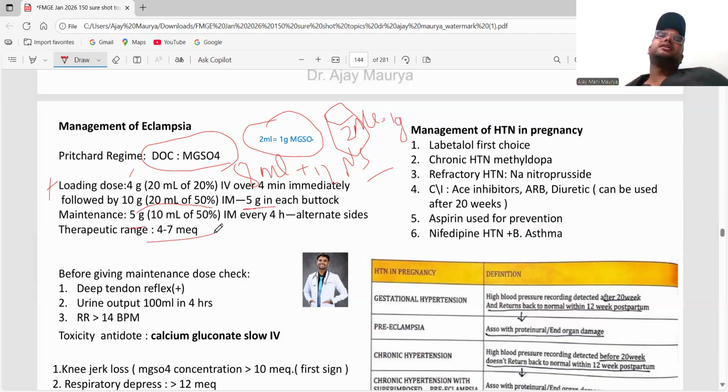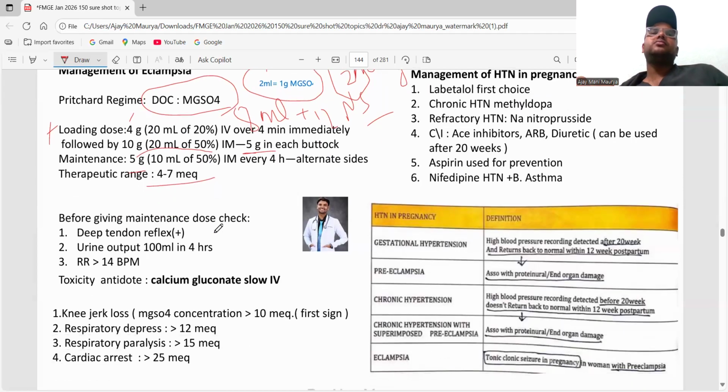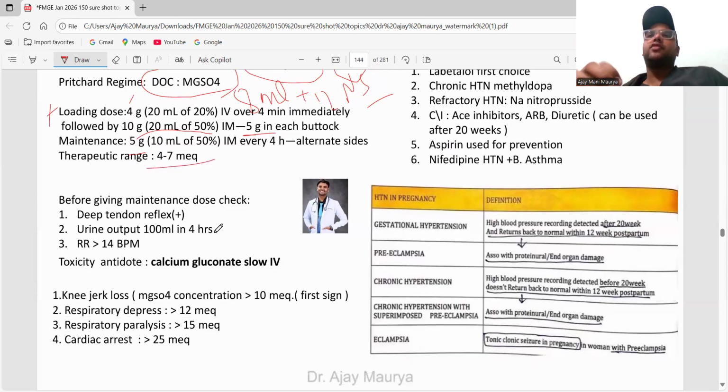While giving magnesium sulfate, you have to monitor the MgSO4 concentration in the blood. Before giving this, you have to check the deep tendon reflex and urine output, which must be 100 ml in 4 hours, and the respiratory rate must be more than 14 breaths per minute.